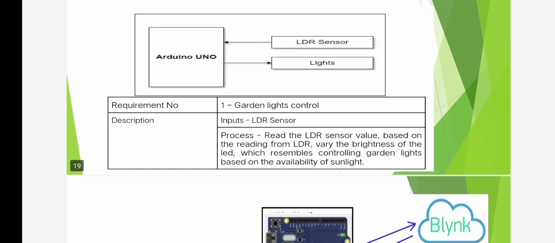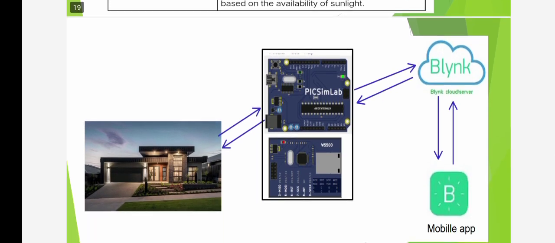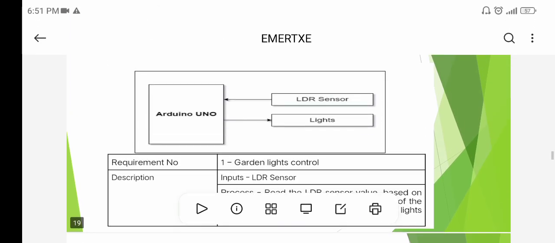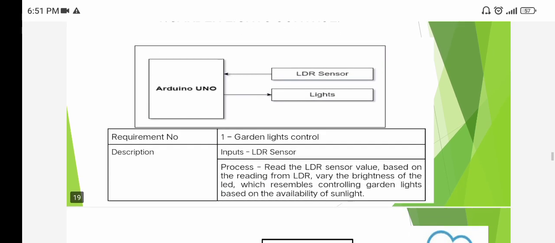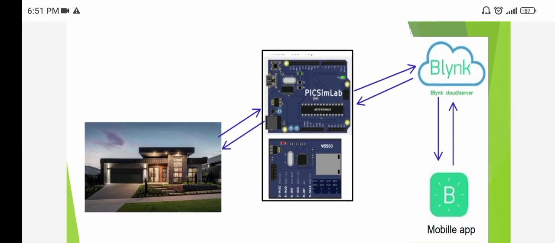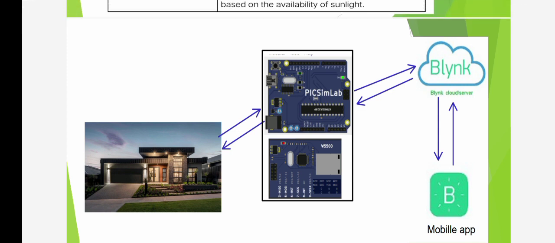In this process, the Arduino reads the LDR sensor value and, based on the reading from the LDR, varies the brightness of the LED, which resembles controlling garden lights based on the availability of sunlight. This is the garden light controller diagram.